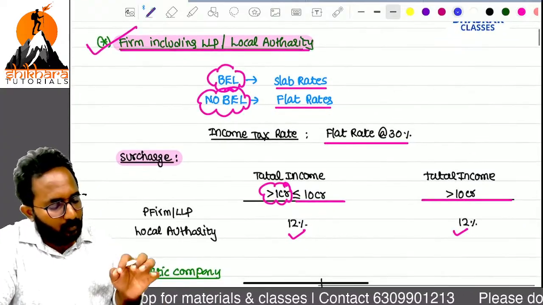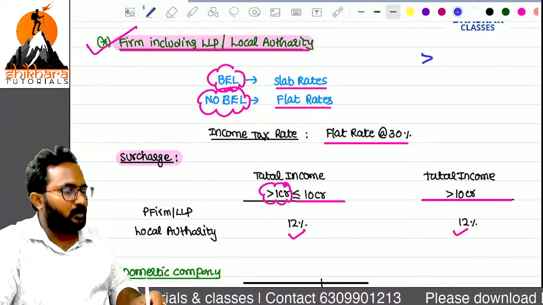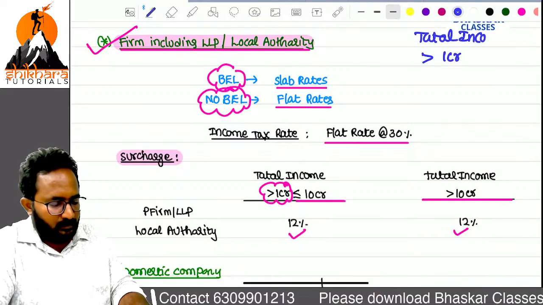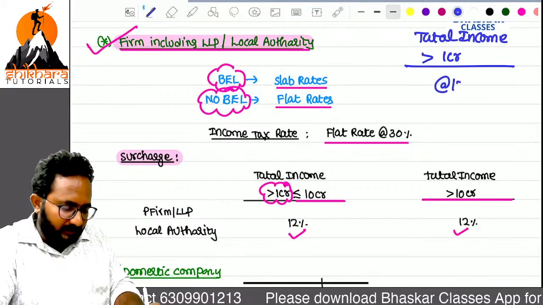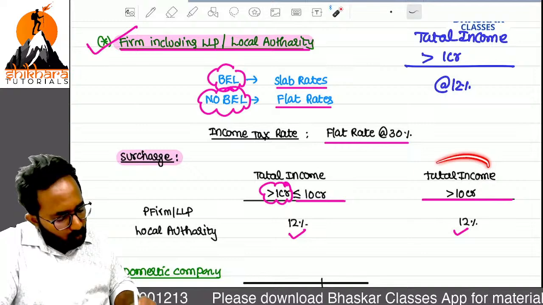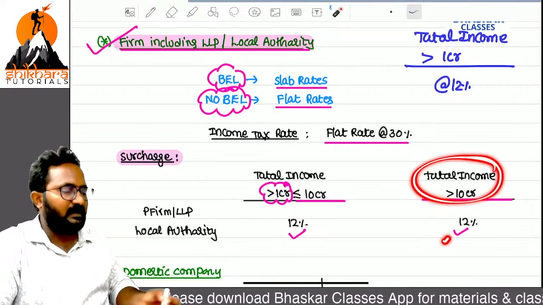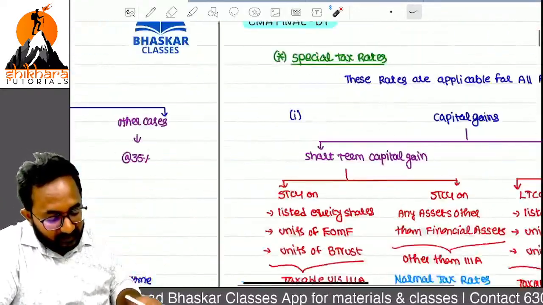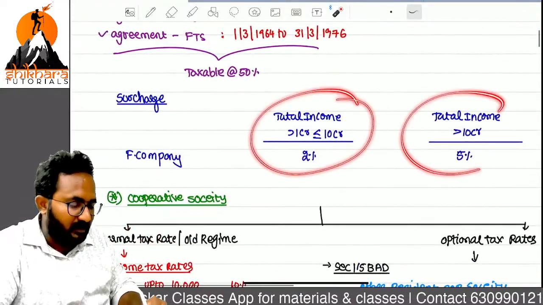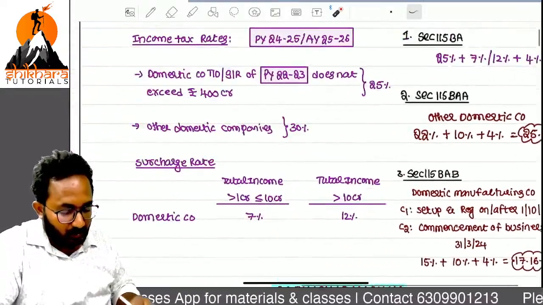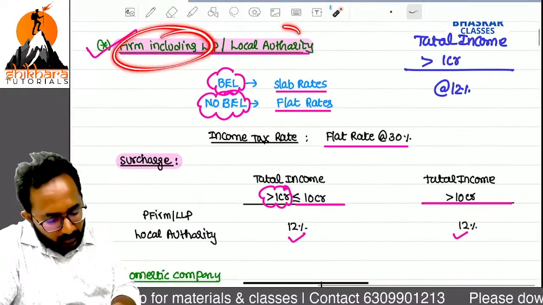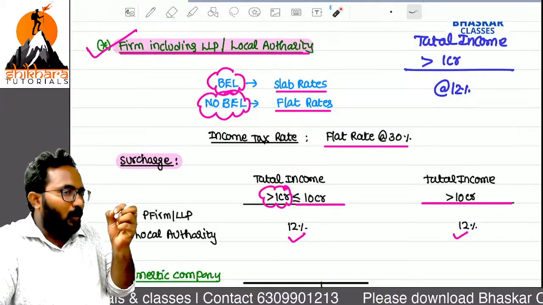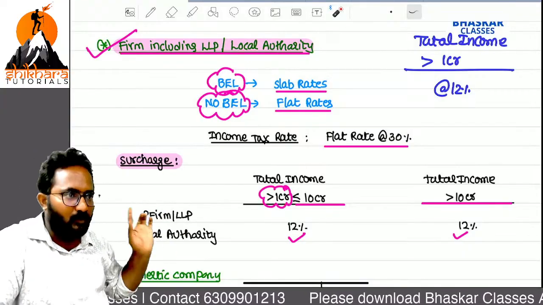Remember, for a firm including LLP or local authority, if their total income is more than 1 crore, what is the surcharge rate? 12% only. But additionally, I have given one more classification: more than 10 crores also 12%. You can remember this. Why am I classifying like this? I want to compare these with the company surcharge rates. That's why I have given more than 10 crores also. So for a firm including LLP, local authority, it is a single surcharge rate of 12%.